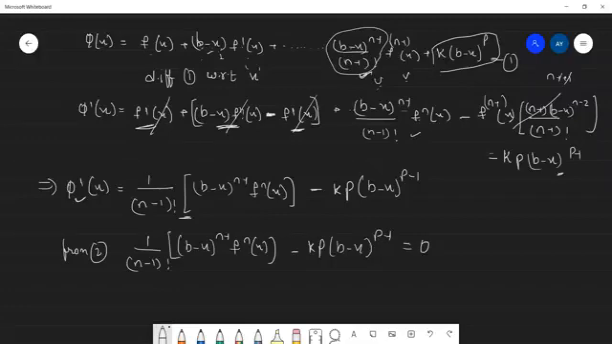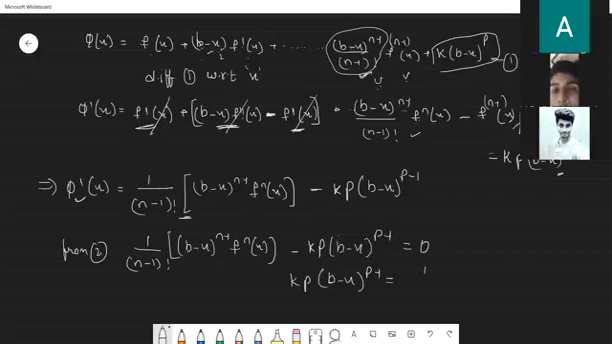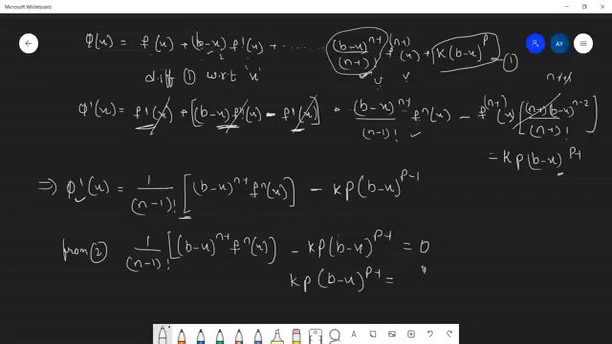So from here we have to find kp. Move kp to the right hand side, you'll have kp into (b minus x) whole power p minus 1 is equal to, this will be as it is, 1 by n minus 1 factorial into (b minus x) whole power n minus 1 into f power n of x. Okay, this is what we got, kp into (b minus, oh sorry, yeah, we have to do it with respect to c.